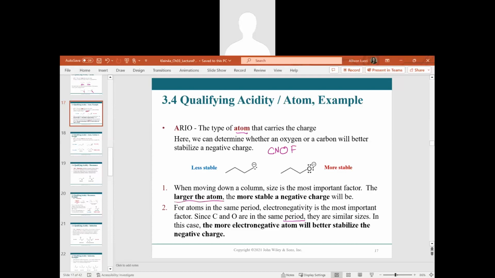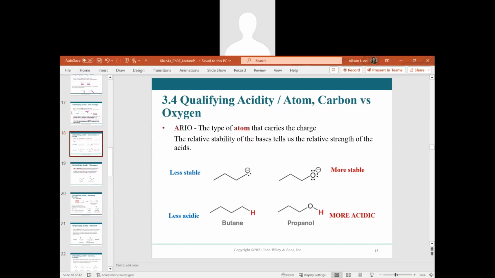And also, if we look at going down a column, the larger the atom, so as you go down, the larger, the easier it is to stabilize a negative charge as well. So if we had to compare, say, oxygen to sulfur, sulfur would be a little bit better than oxygen. So in this case, then, we see that the alcohol has the more stable conjugate base, so therefore that would be a stronger acid than our alkane.